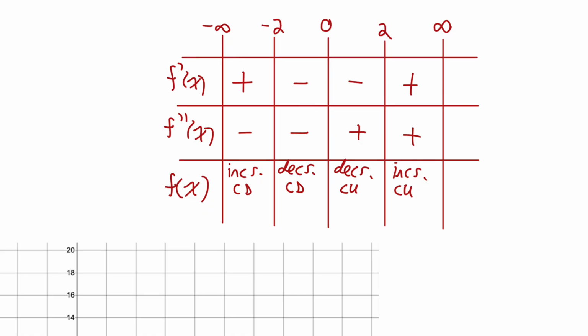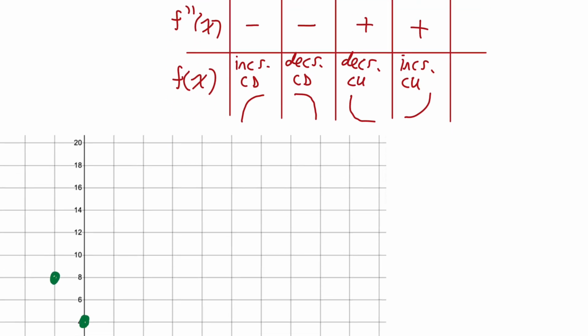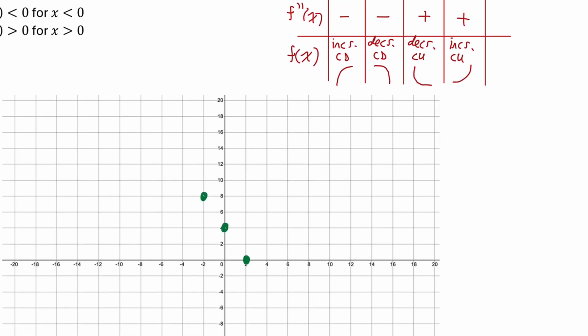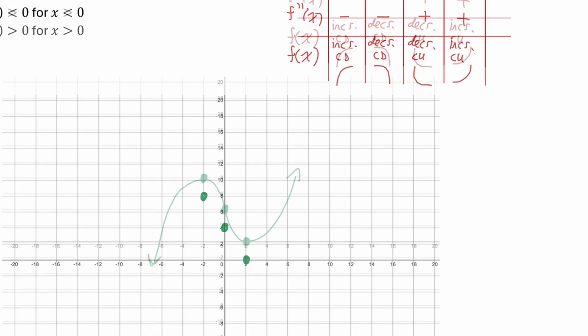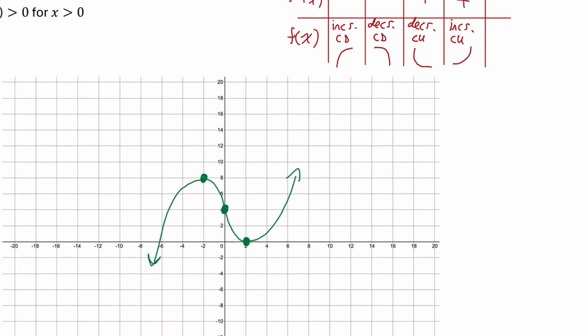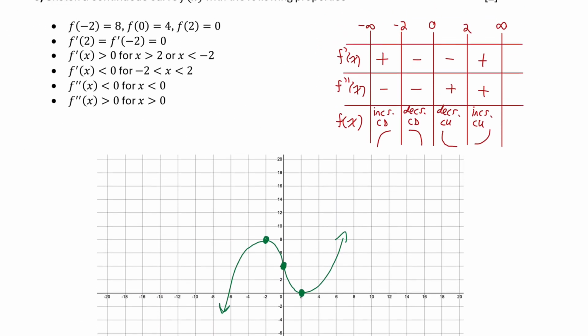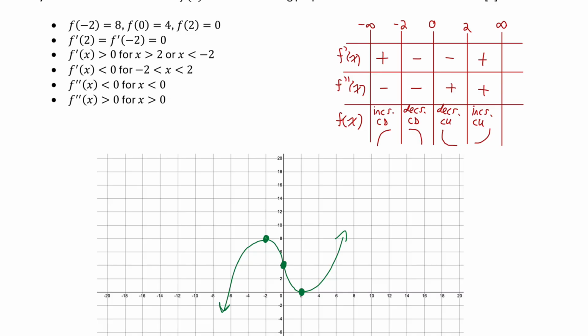Increasing and concave down looks like this. Decreasing and concave down looks like this. Decreasing and concave up, and then increasing and concave up. So now I just have to take those 4 segments that I just drew in that chart and place them in the correct interval on my graph. So there's a graph that meets all of the criteria of the original question. And just to check, notice it was supposed to have a slope of 0 when x is 2 and negative 2, and at both of those places, there would be a horizontal tangent line indicating a slope of 0.